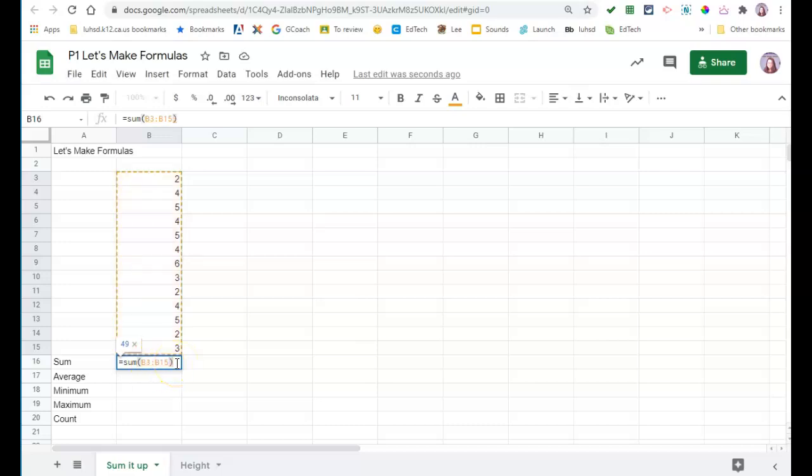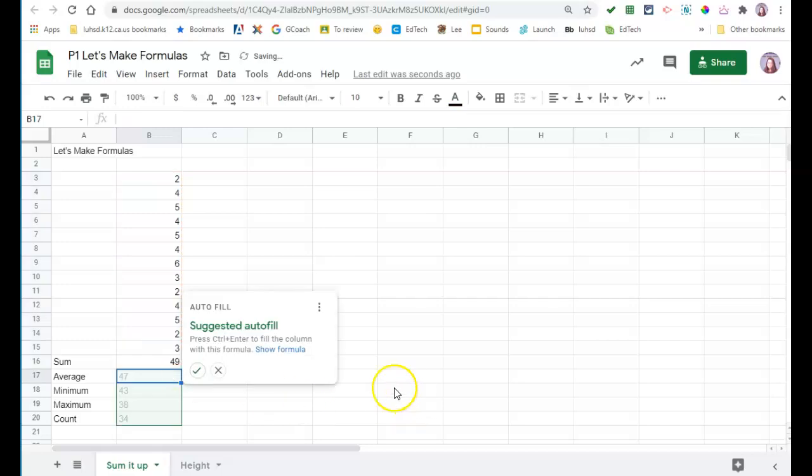Close the parentheses. I'm going to read it again. It says equals sum, open parentheses, B3 colon B15. Close the parentheses. Colon is the same as through. So it says, hey, equals the sum of B3 through B15. I press enter, and the answer is 49. I'm going to get rid of the suggestion.